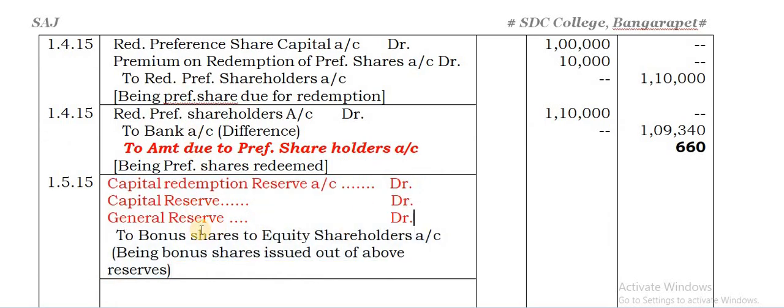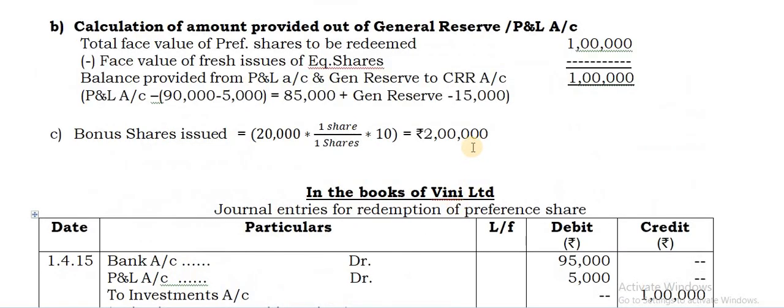Now for the issue of which shares? Bonus shares. You can see here, as we have worked out, what is the total value of the bonus shares to be issued? It is 2 lakhs. Total 2 lakhs bonus shares issue.